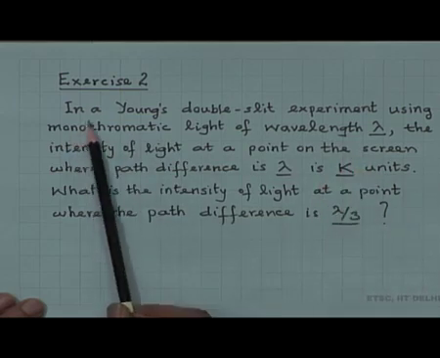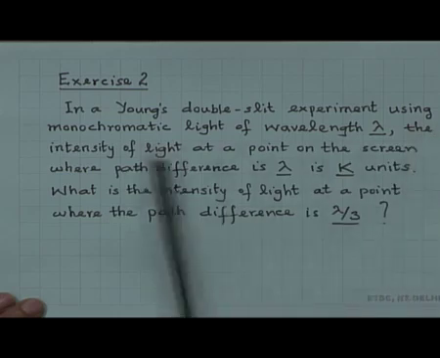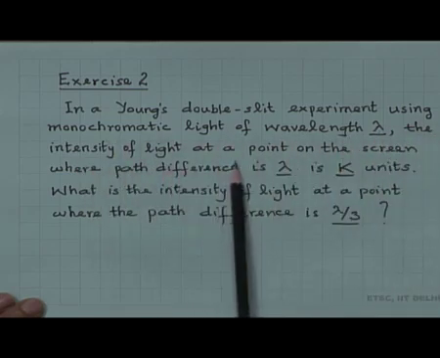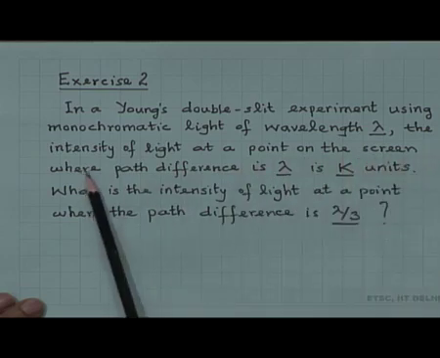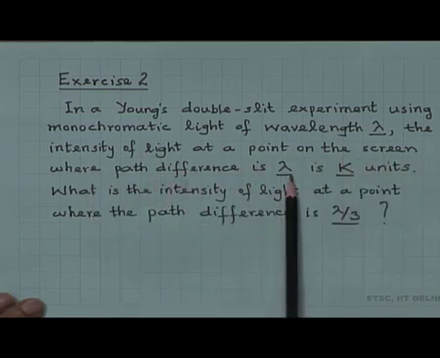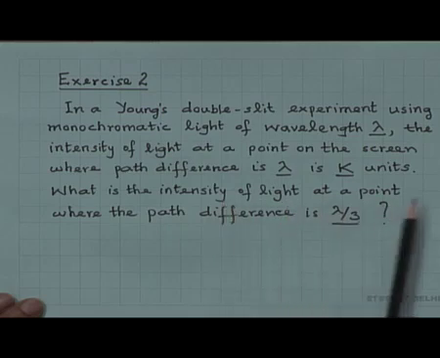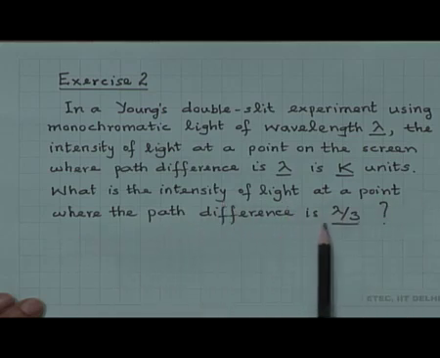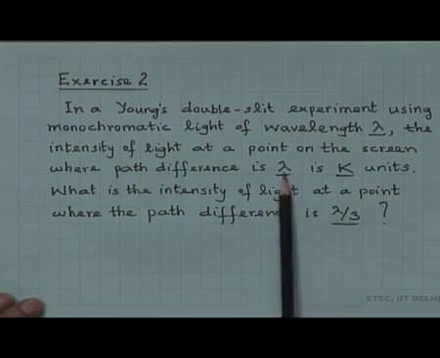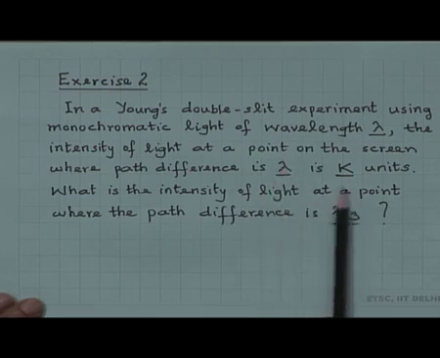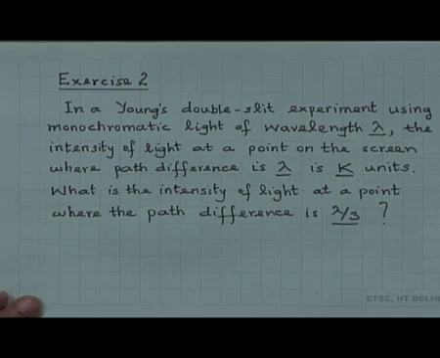So, let us read again. In a Young's double slit experiment using monochromatic light of wavelength lambda, the intensity of light at a point on the screen where the path difference is lambda, which means it is referring to the first bright fringe, is k units. What is the intensity of light at a point where the path difference is lambda by 3, that is less than lambda, which means somewhere between the central bright fringe and the first bright fringe, we are asked to find out the intensity of light.